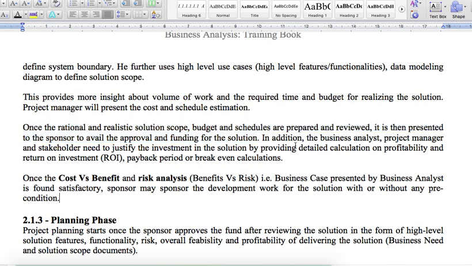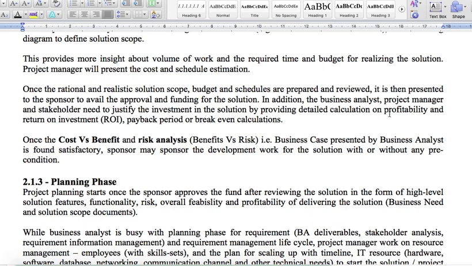In addition, the business analyst, project manager, and stakeholders need to justify the investment in the solution by providing detailed calculation on profitability and return on investment, payback period, or break-even calculations. It means this is definitely the most important factor before we get the funding. We have to prepare the cost versus benefit, or the return on investment.